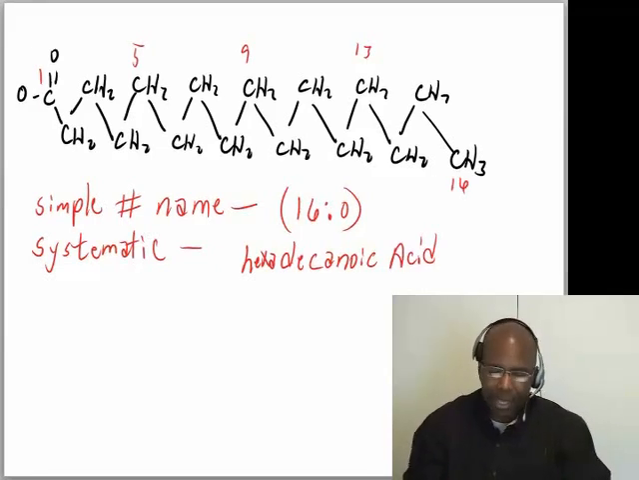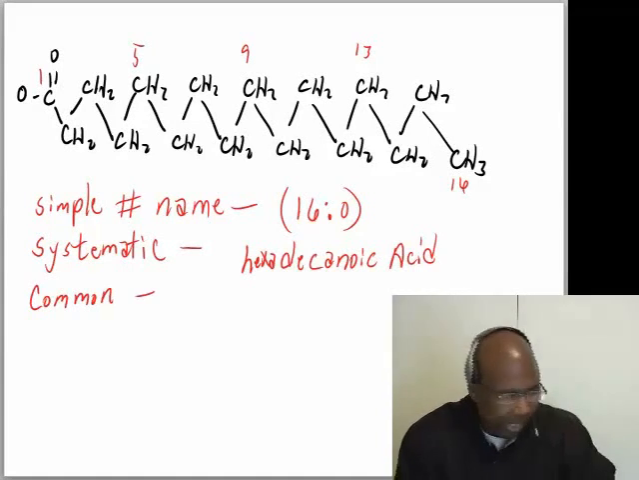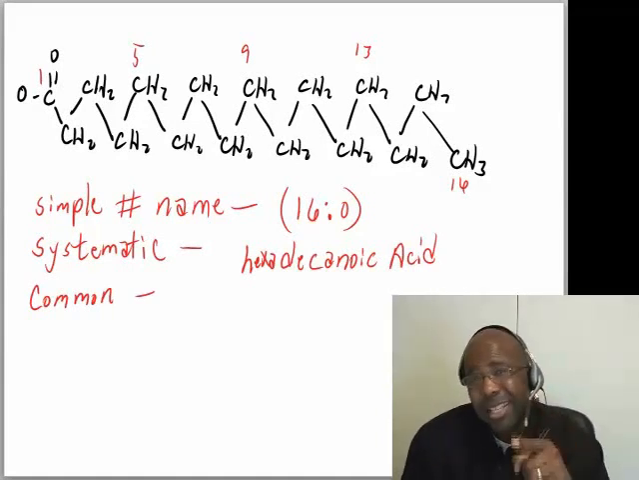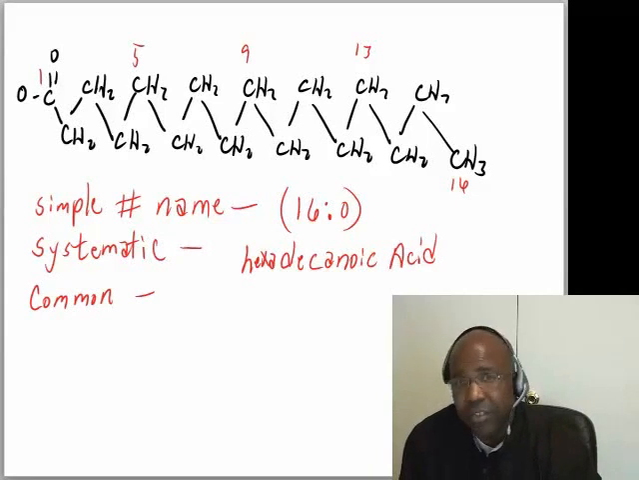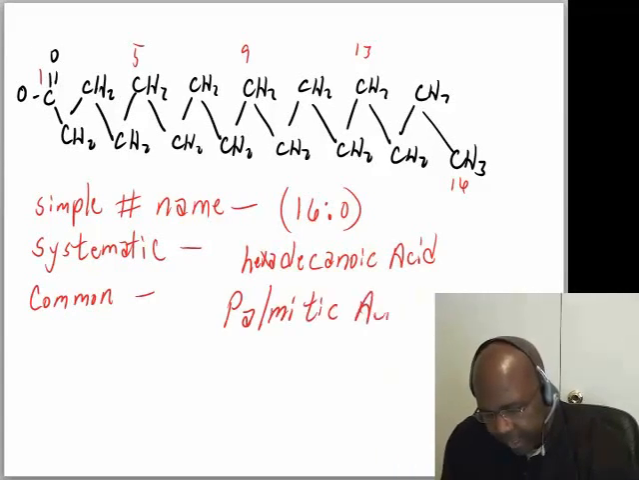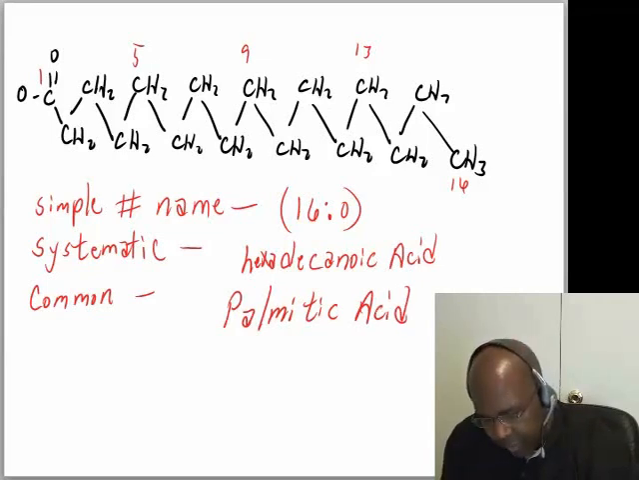That's the systematic name. And finally, we can give it a common name. There's a common name for hexadecanoic acid, and since this is very abundant in, how should I say, palm trees, this fat is, and so we call it palmitic acid. Palmitic acid, and it's called palmitic acid because, let's see if I know how to draw this.